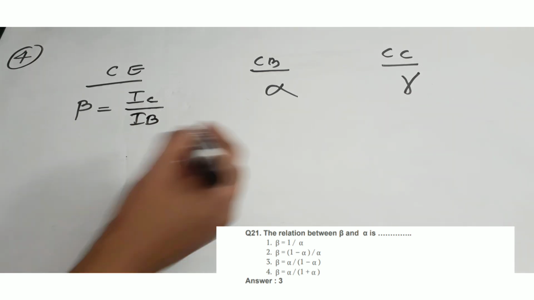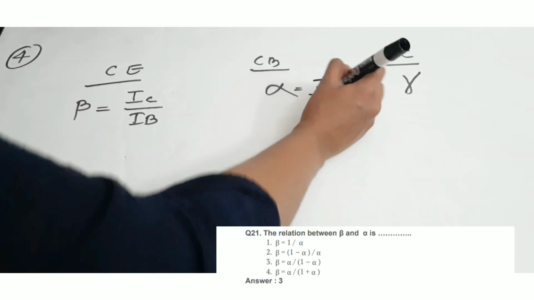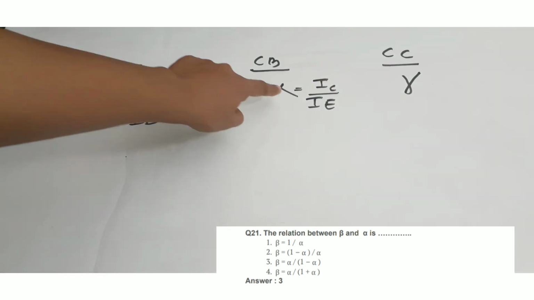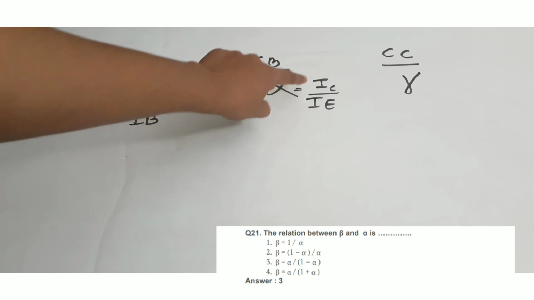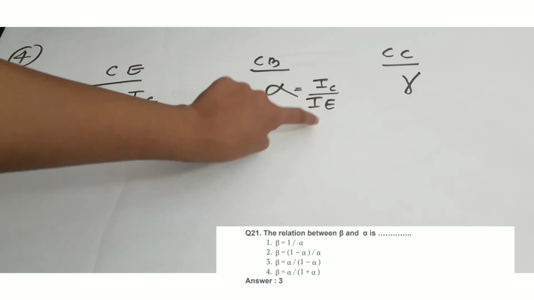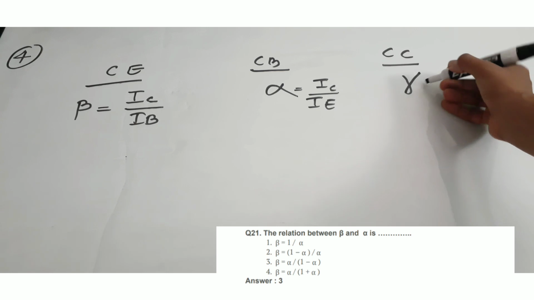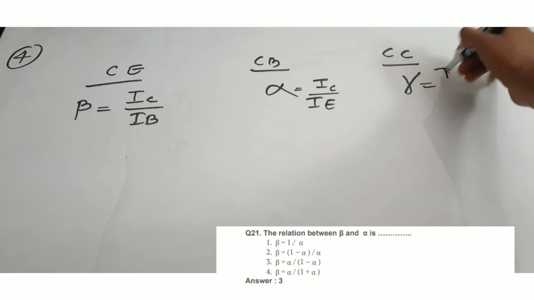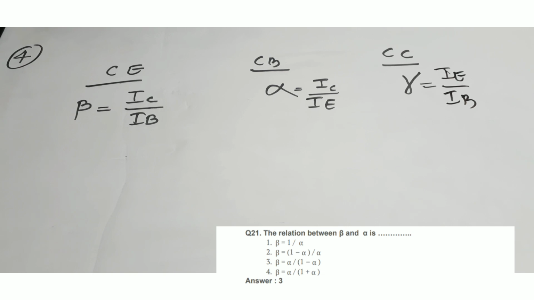And for alpha, the equation is IC by IE. So here for the common base case, current gain is alpha, and the expression is IC by IE. Output is taken from collector, input is given to emitter. And for the common collector case, the equation is IE by IB. So these are the three expressions for the current gains.